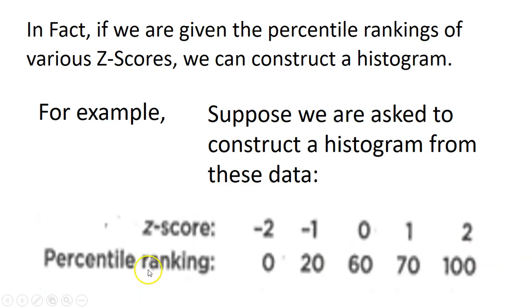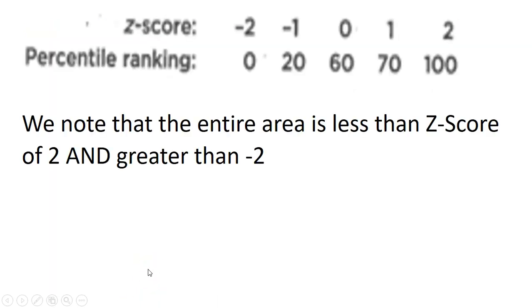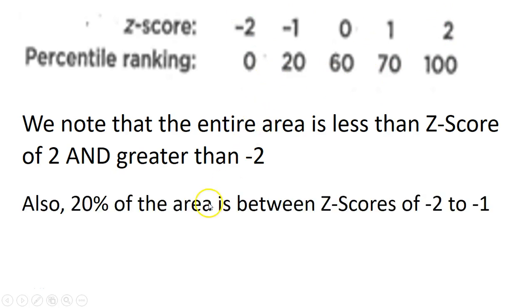We note that the entire area is less than a z-score of 2 and greater than a negative 2, which means there's nothing out here, and there's nothing out here. Everything is in between. 95% of all data is supposed to be there. So that's where it's at.